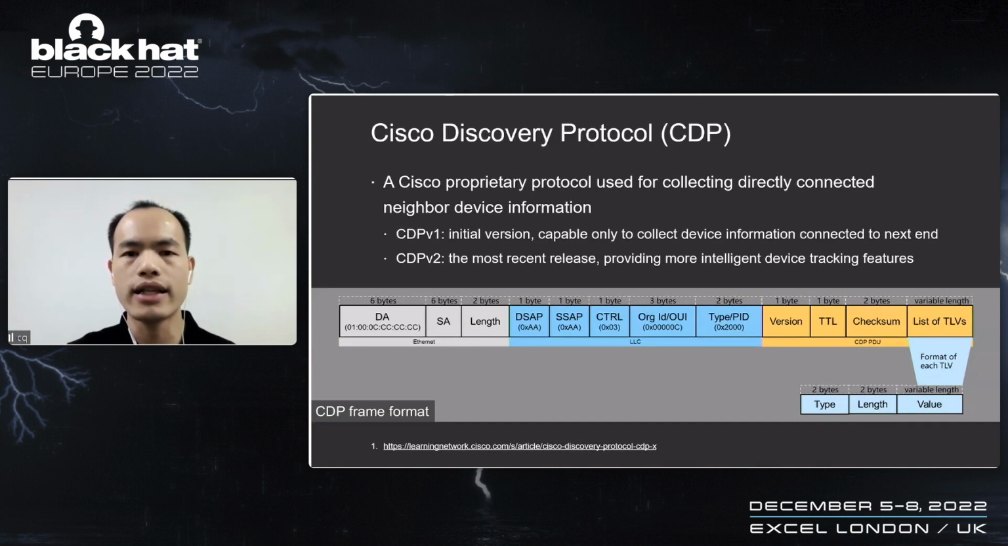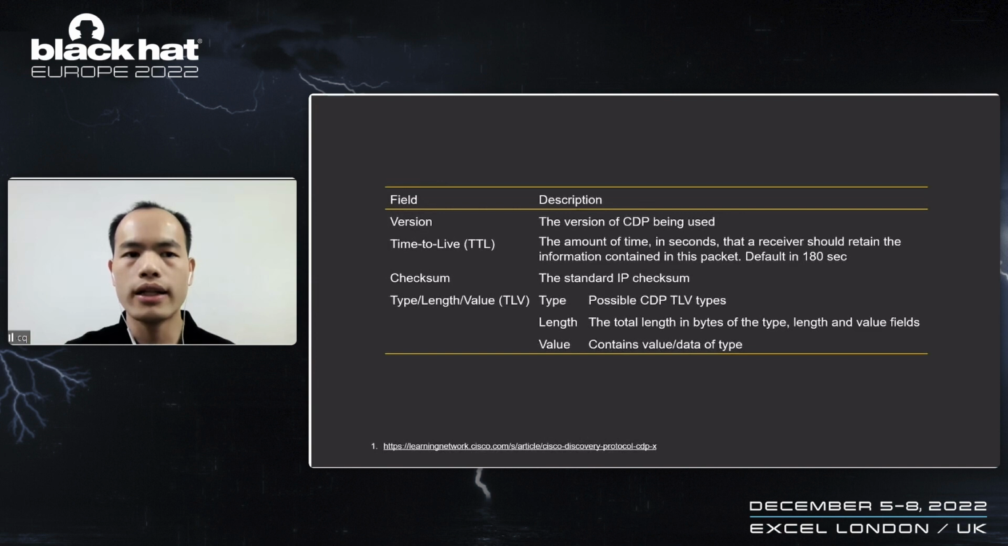As we can see, the CDP layer is above the Ethernet layer and the Logical Link Control layer, with a protocol type of 2000. As for the CDP PDU, it starts with 3 fields, namely version, time to live, and checksum, followed by a list of type-length-value pairs. The description for each field is as follows. Among them, the TLV part is the key to the CDP packet and is used for querying information to meet different needs. Each TLV contains type, length, and value fields independently.